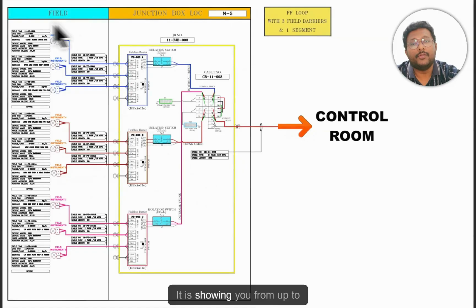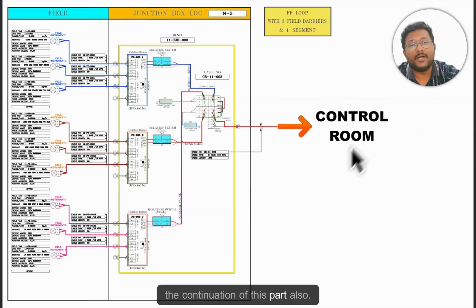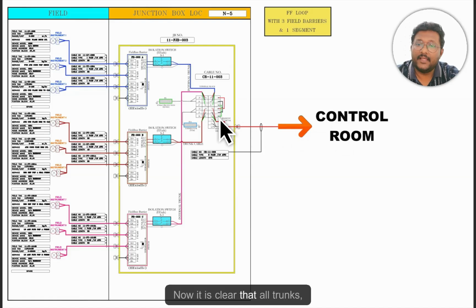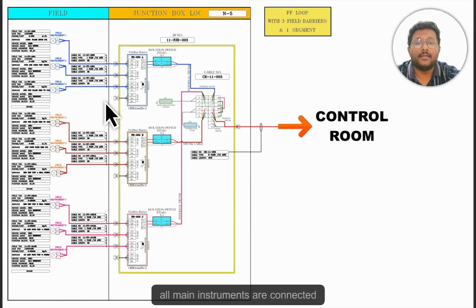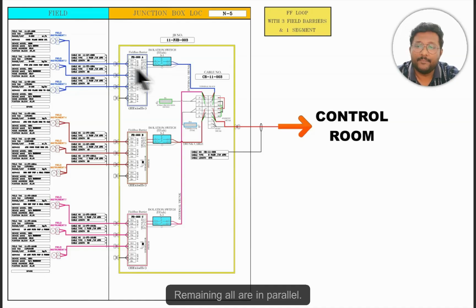It is showing you from up to field and junction box only. In the coming videos, I will show you the continuation of this part also. Now it is clear that all trunks, all main instruments are connected in parallel. Only the field bus barrier and isolation switch are in series, remaining all are in parallel.